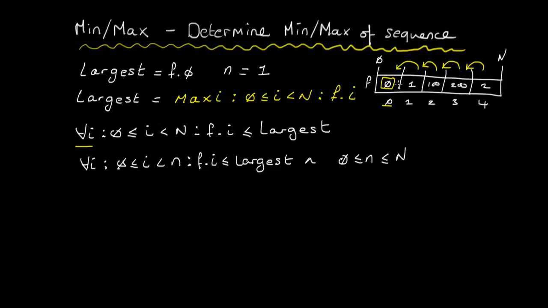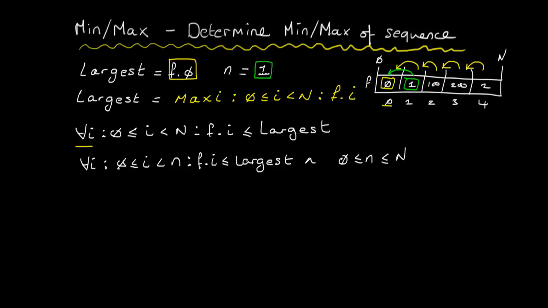Because if we set n equal to 1, then we'll be comparing that value with that value. So we'll be comparing f.0 with f.1, using two different values in the array, which makes sense. We'll compare f.1 with f.0, and then f.2 with f.1, and then f.3 with f.2, and f.4 with f.3.